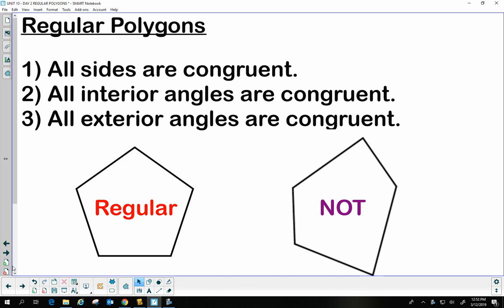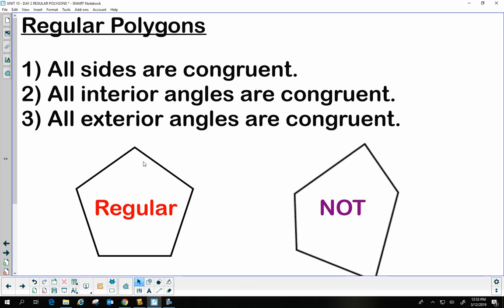So some things that we know about regular polygons: all the sides are congruent, all the interior angles are congruent, and all the exterior angles are congruent. So I have an example here of a regular polygon. Looks like all the sides are congruent. All these angles look like they're going to be the same inside. And if we were to draw the exterior angles by extending these sides, I'm doing the best I can, and we measured, all of those exterior angles would be equal to each other.